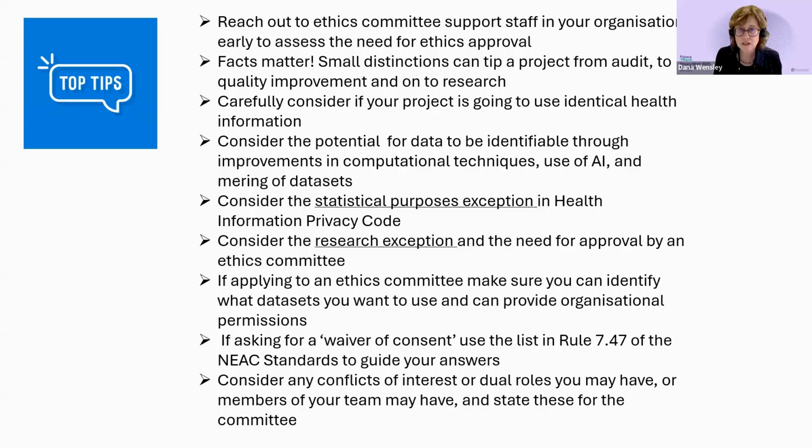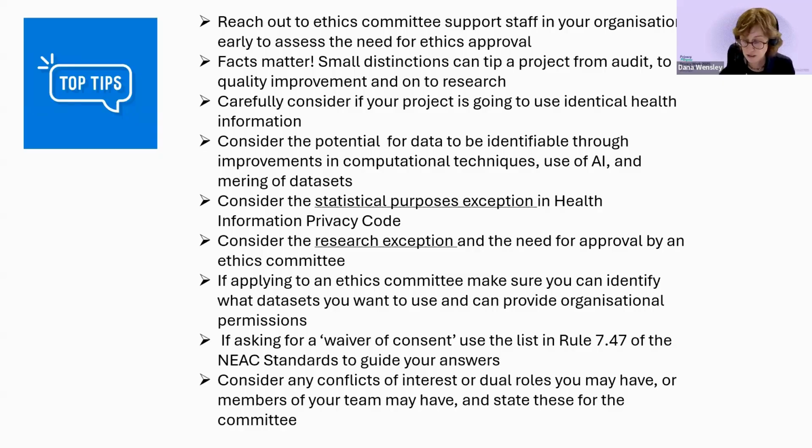If applying to an Ethics Committee, make sure you can identify what data sets you want to use and can provide organisational permissions. If asking for a waiver of consent, use the list in Rule 7.47 of the NEAC standards to guide your answers. And please, please, please consider any conflicts of interest or dual roles you may have, or members of your team may have, and state these to the committee. Don't be frightened of stating them.